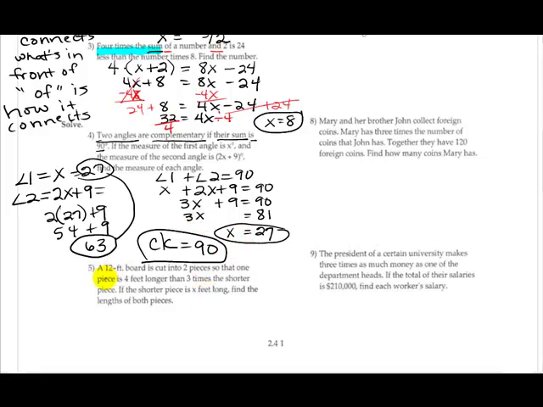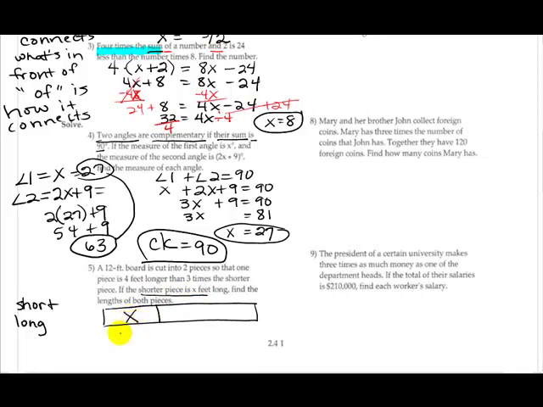On number 5, you have a 12-foot board is cut into 2 pieces so that one piece is 4 feet longer than 3 times the shorter piece. If the shorter piece is x feet long, find the lengths of both pieces. They tell us the short piece is x. And so we've got a short and a long. Now I like to draw a picture for this one because we can look. Here's our board, and we've got 2 pieces, a short one and a long one. And they tell us that the shorter piece is x.